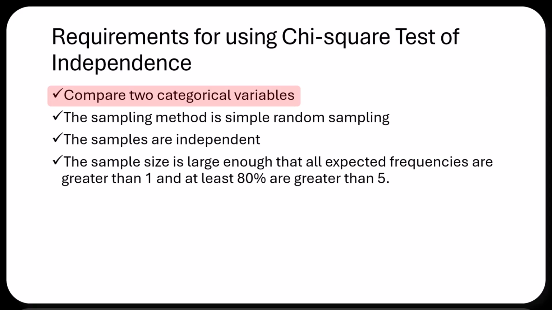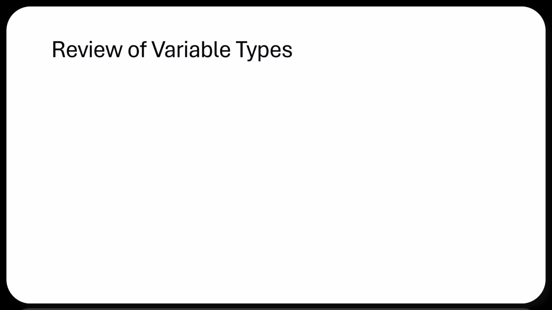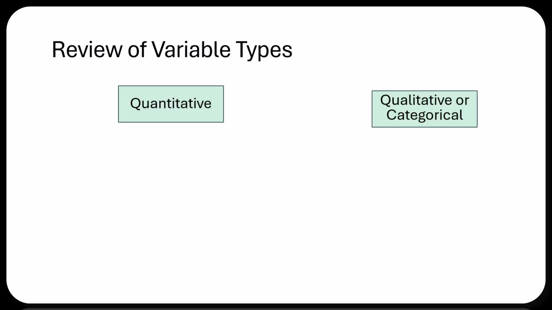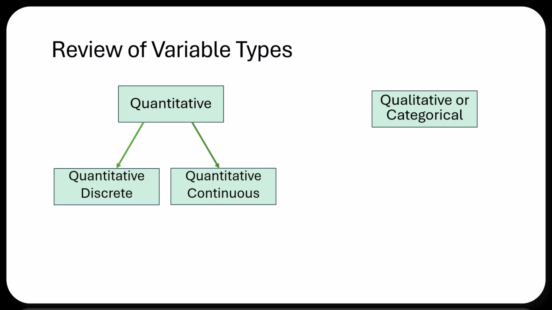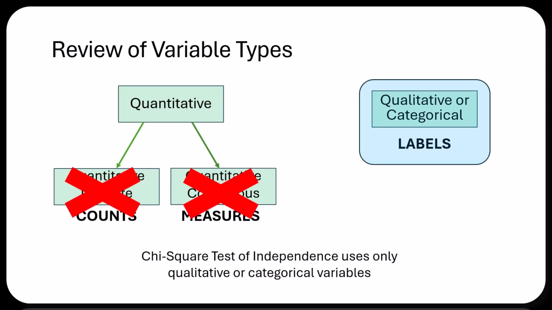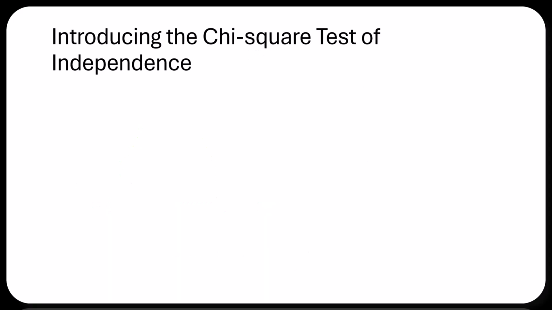Let's examine this first requirement, which is comparing two categorical variables. But before we do this, let's review variable types. Remember, we can split all variables into quantitative and qualitative, or categorical. Quantitative variables can be further divided into quantitative discrete and quantitative continuous. Recall that quantitative discrete variables are counts, quantitative continuous variables are measures, and qualitative or categorical variables are labels. Remember, chi-square test of independence only uses qualitative or categorical variables, so that's the only data type that we will be interested in for the purposes of this test.